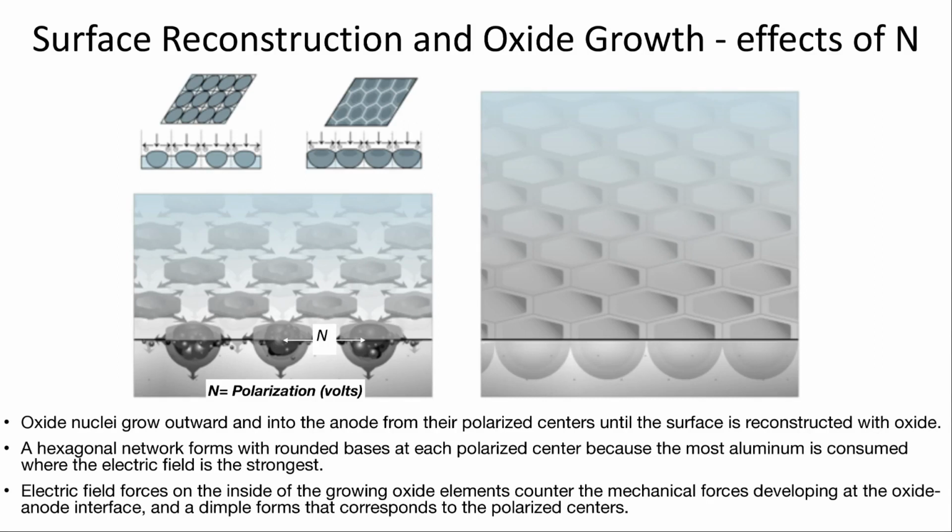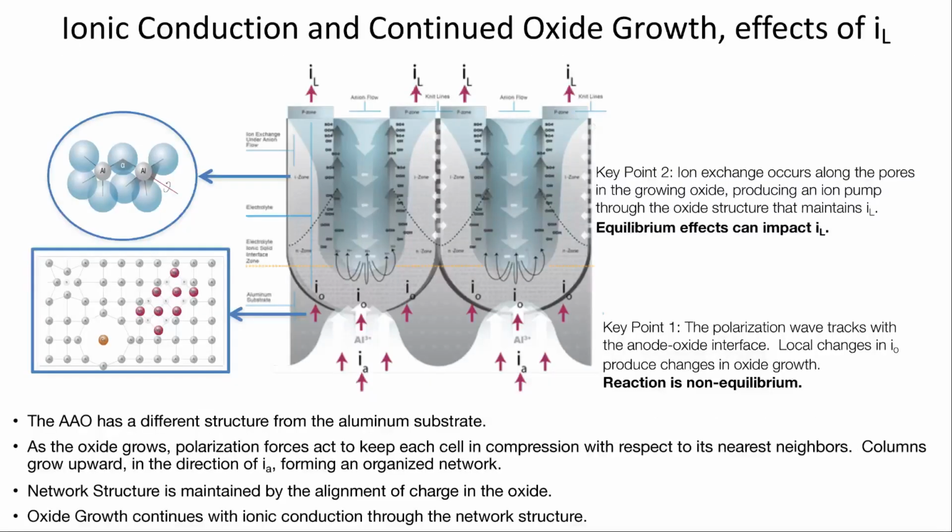So we can continue to impress our applied current density or applied voltage, but I'm a constant current person myself, and continue to grow this oxide. The electric field forces then transfer themselves because the polarized center doesn't change, but the element has grown. Those field forces are what create the internal pore that allows for ion exchange after the surface is entirely reconstructed by oxide. So ionic conduction becomes the only way to continue to grow the oxide.